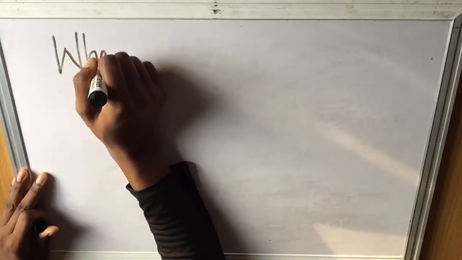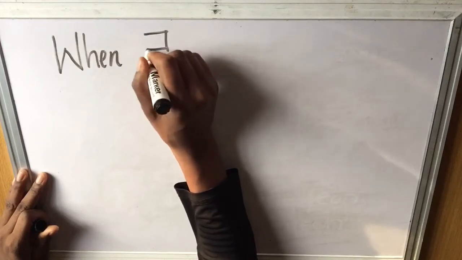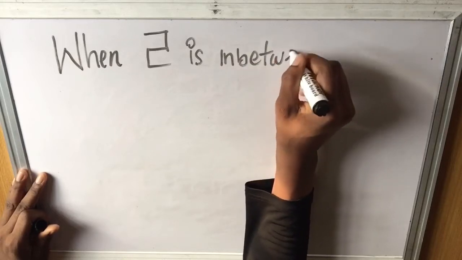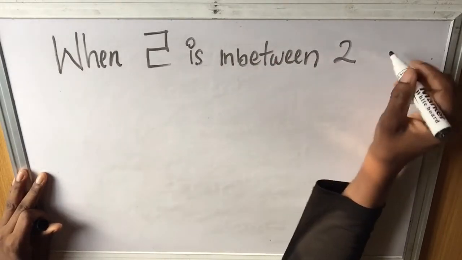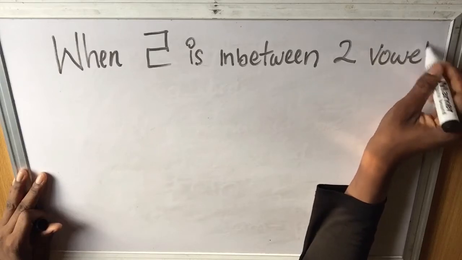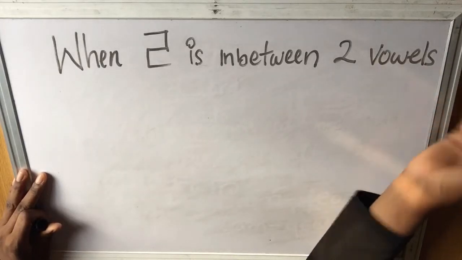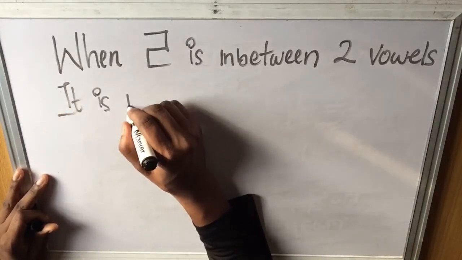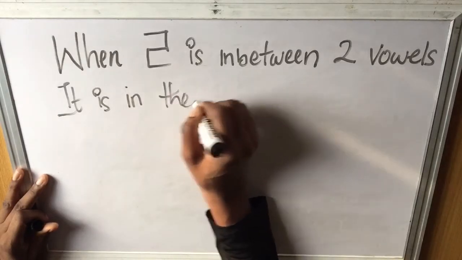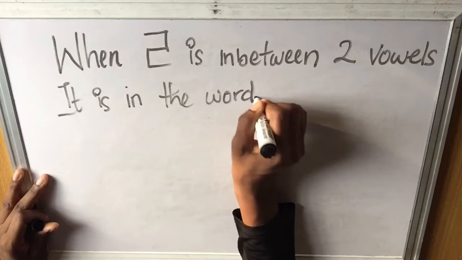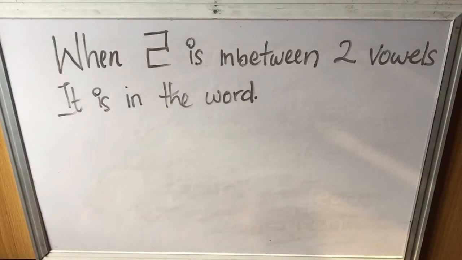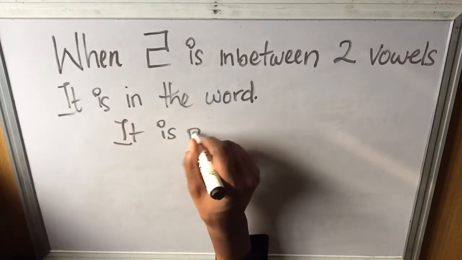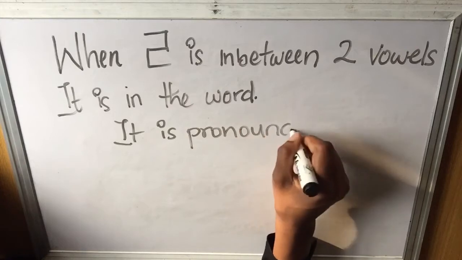When re is in between two vowels, that is, it is in the word, it is pronounced more like an R sound.